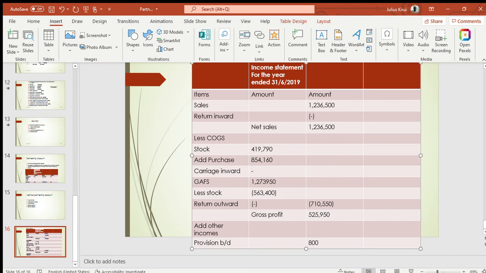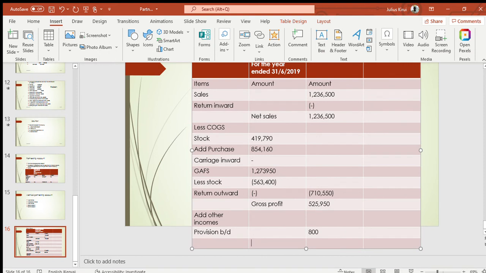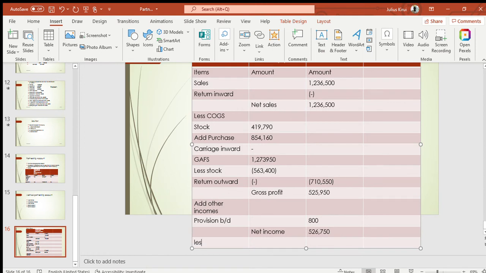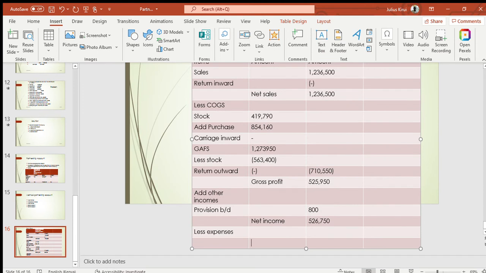Do we still have any other income? There's no other income. So can you total that? You get your net income. So this is what we call net income. So you are getting what? 526,750. Is that correct? Okay. What are we lessing? Less expenses. All indirect expenses. So we are lessing all indirect expenses. Beginning with what?